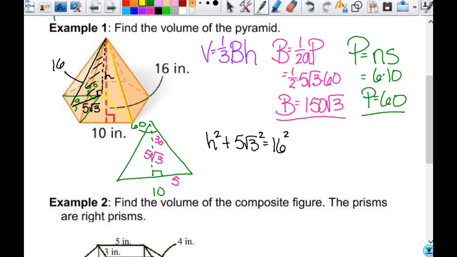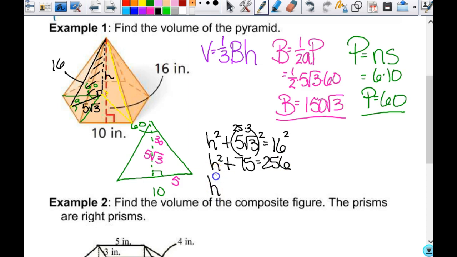All right, now tell me, with this Pythagorean theorem I wrote down, what's wrong with what I wrote down? I need parentheses, because I've got to make sure that I don't just square the square root of 3, right? So I get h squared plus, what's 5 squared times 3 squared? How do I do that? Good, it'd be 25 times 3. 5 squared is 25, square root of 3 squared is 3, right? Okay, so 25 times 3 is 75. That's equal to 256.